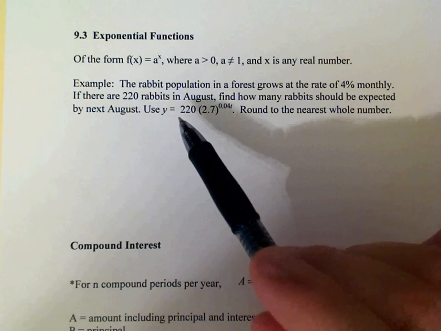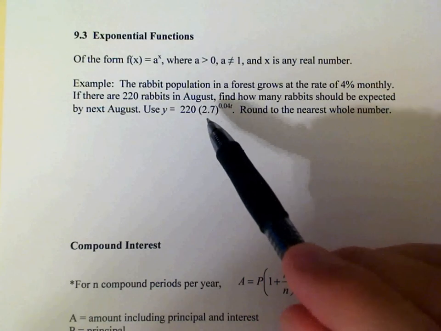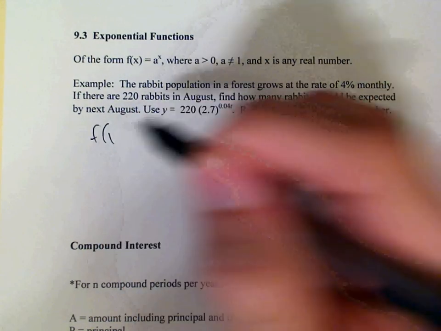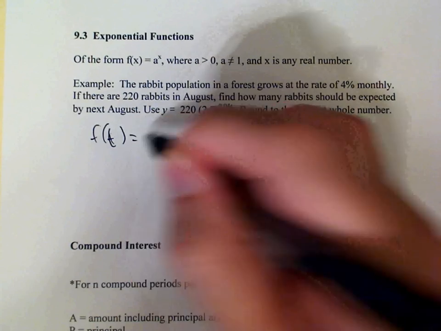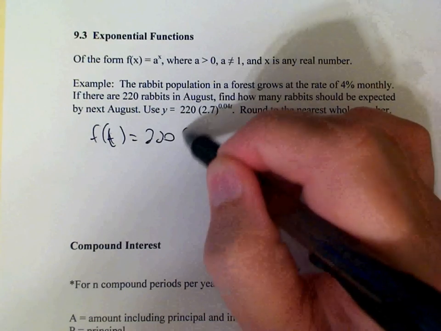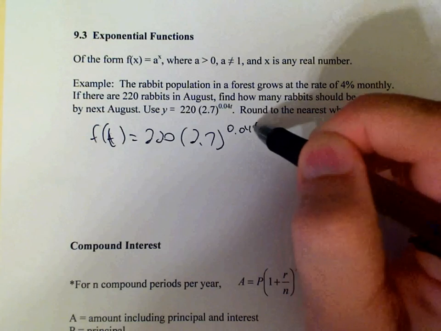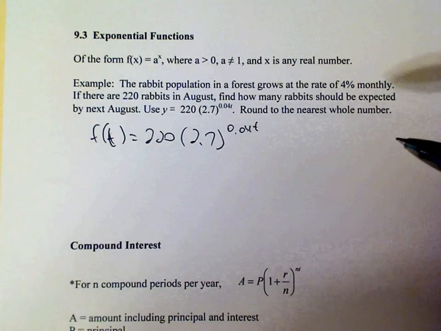It says use y equals 220 parentheses 2.7 to the 0.04t. I easily could have written it as, in this case, alpha of t equals 220 times 2.7 to the 0.04t, if you want to write it in function notation. Either way.